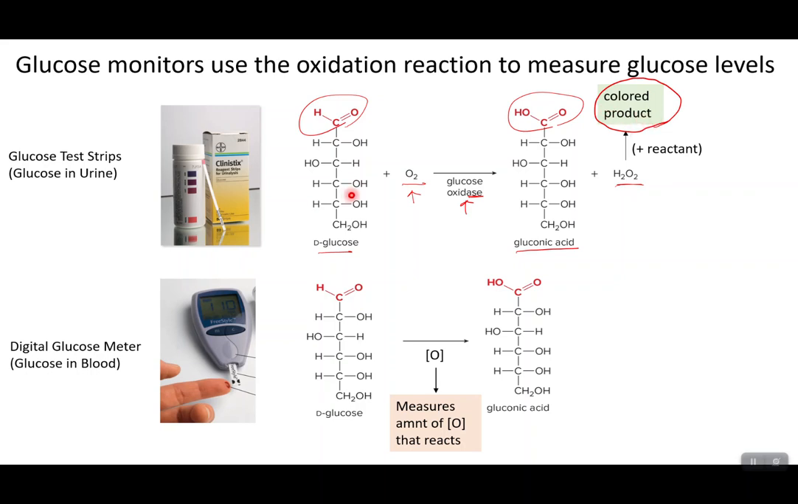A similar idea is happening here in the digital glucose meter, where we're not measuring glucose directly. What we are measuring directly is the amount of oxidizing agent. So that if we don't have any glucose present, then we have all of our oxidizing agent there. But the more glucose that we have here, the more oxidizing agent is going to be used up, and that is what the digital meter ends up reading. And so this is how we can use our knowledge of oxidation reactions to develop technologies that can be very useful in health and medicine.